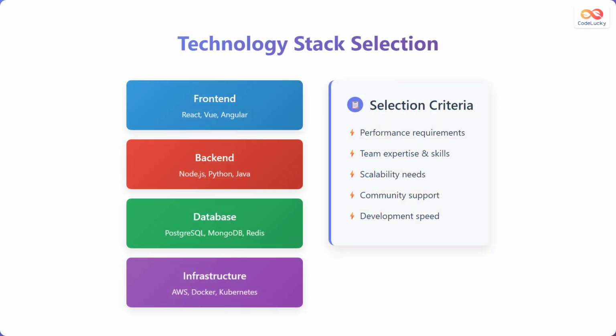Now let's talk about technology stack selection. This involves choosing the right technologies for each layer of our system. For the front end, you might consider React, Vue, or Angular. For the back end, Node.js, Python, or Java could be options. For the database, PostgreSQL, MongoDB, or Redis could be chosen. And for infrastructure, consider Amazon Web Services, Docker, or Kubernetes. Selection criteria should include performance requirements, team expertise and skills, scalability needs, community support, and development speed.